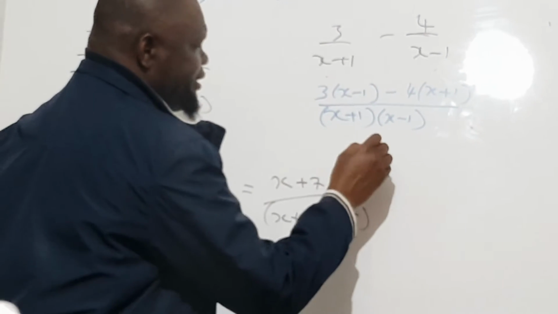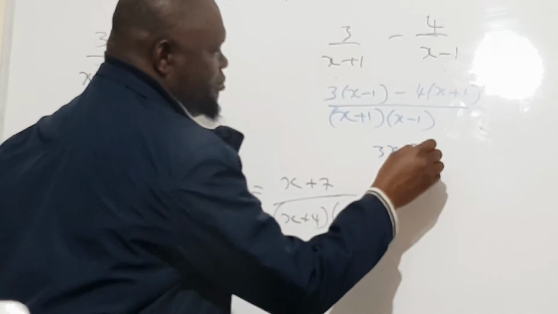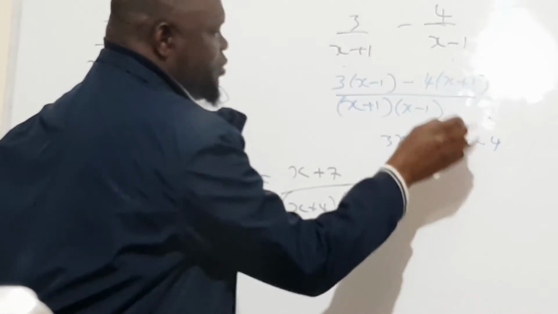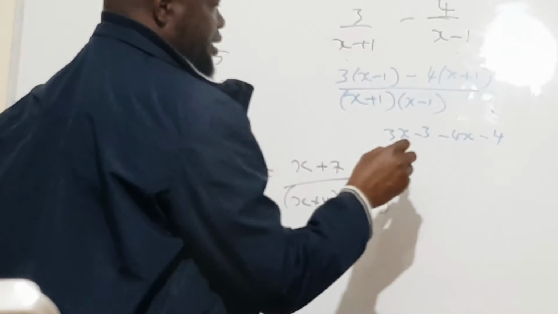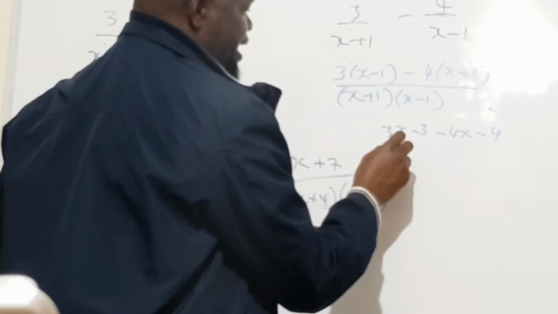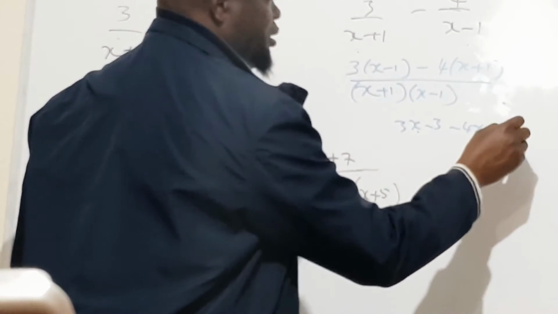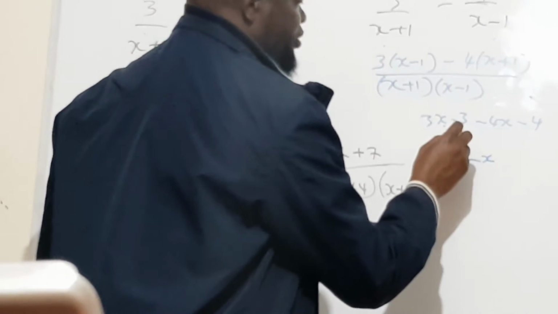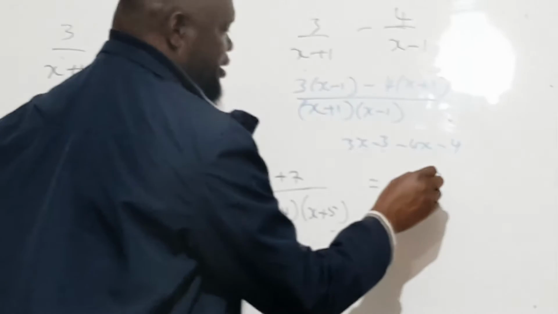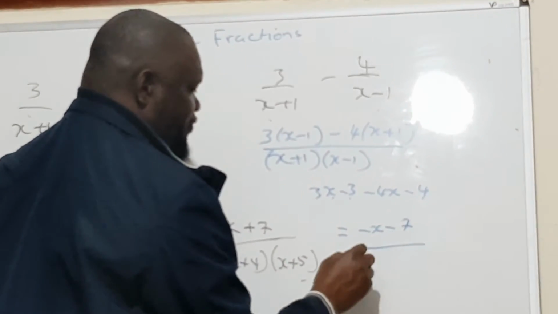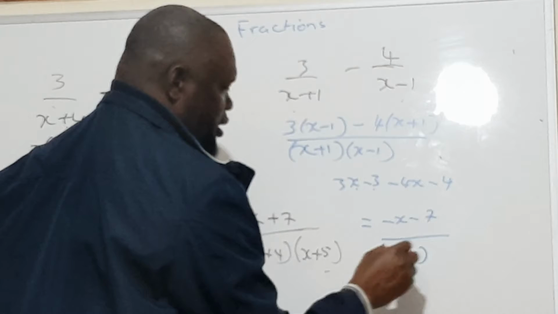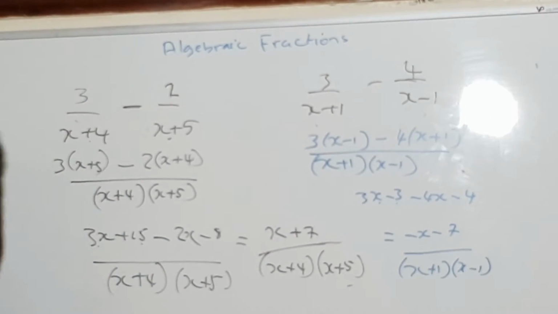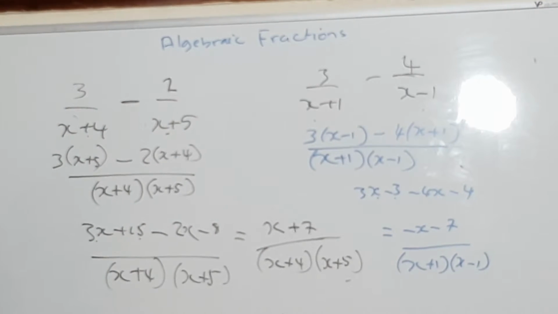The top will be 3x minus 3 minus 4x minus 4, because minus 4 times 1 is minus 4. And that will be how much? 3x minus 4x will be minus 1x, minus x, yes? Minus 3 minus 4, minus 7, all divided by x plus 1 into x minus 1. Do you guys understand? Yep.